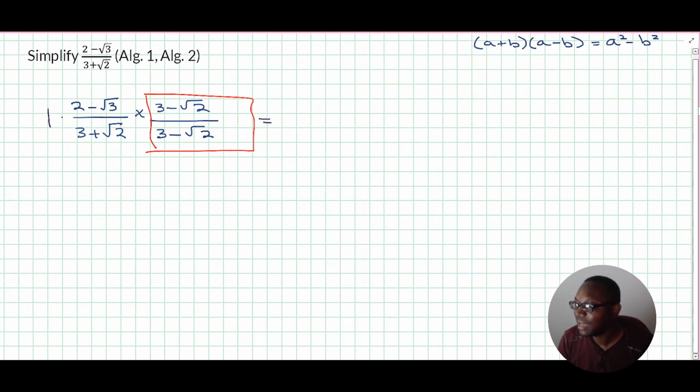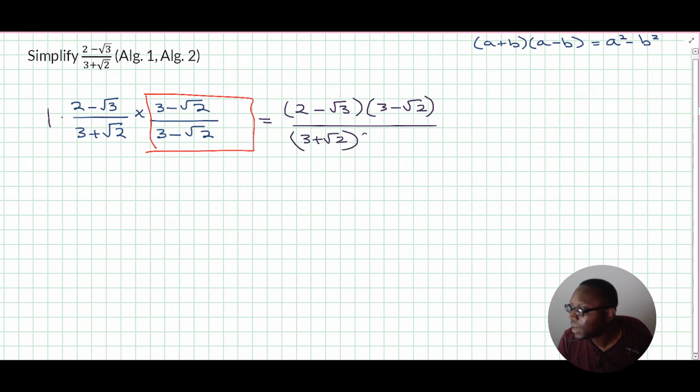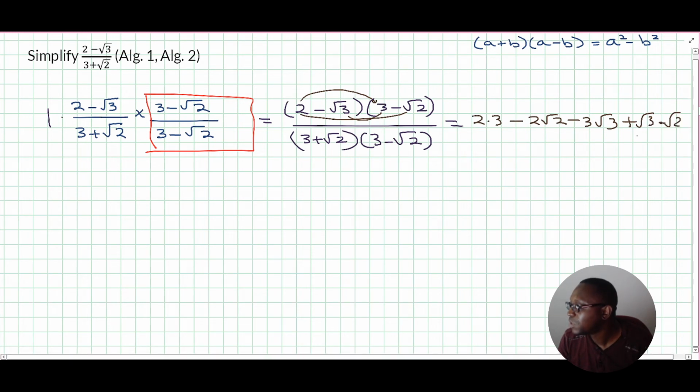So now let's multiply the numerator and the denominator. We have 2 minus the square root of 3 multiplied by 3 minus the square root of 2, divided by 3 plus the square root of 2 multiplied by 3 minus the square root of 2. Let's pay close attention to what's happening here. We're going to FOIL the numerator and the denominator. The first terms: 2 multiplied by 3. The outer terms: 2 multiplied by minus square root of 2, which gives us negative 2 square root of 2. The inner terms: negative 3 square root of 3. And the last terms are positive because the sign here is negative and the sign here is negative: negative square root of 3 multiplied by negative square root of 2. So there's a multiplication here. Now we divide.